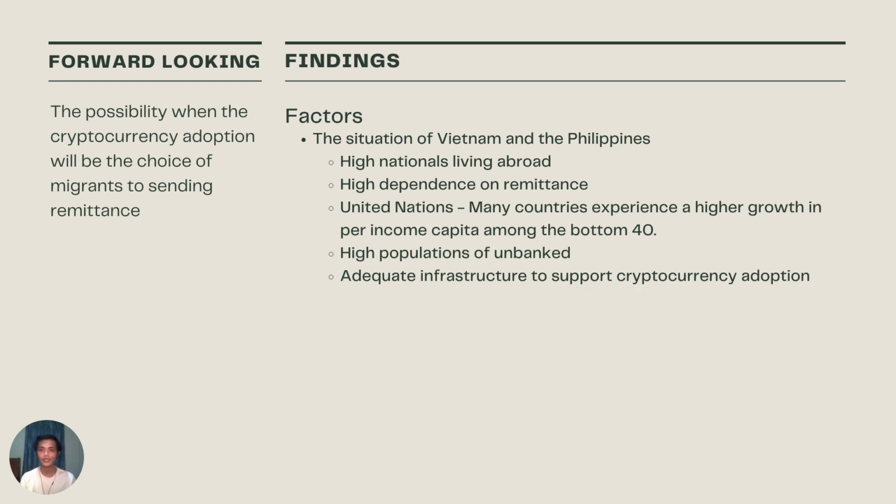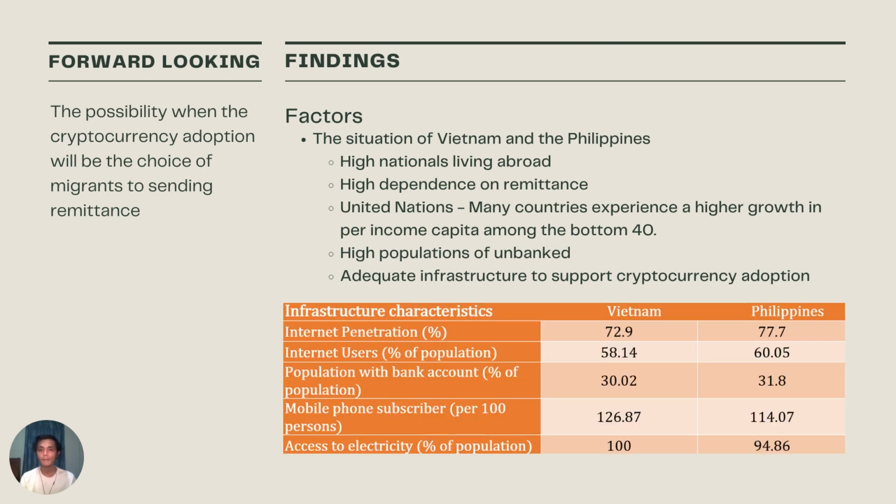Next, both countries also have a high unbanked population. Based on the table shown, it can be seen that only about 30% of the population in Vietnam and the Philippines have a bank account, which means there is a high financial exclusion in both countries. However, Vietnam and the Philippines have sufficient infrastructure to support cryptocurrency adoption. The internet penetration for both countries exceeds 70%, with almost 60% of their population being internet subscribers. The mobile phone subscribers and access to electricity also show quite high numbers for both countries. All these factors make the possibility of cryptocurrency adoption for remittance payment in Vietnam and the Philippines high.